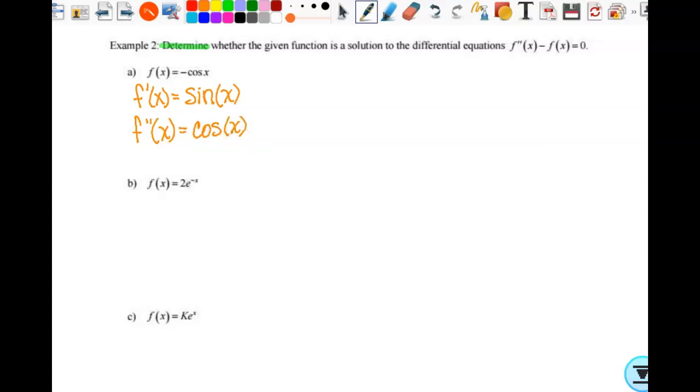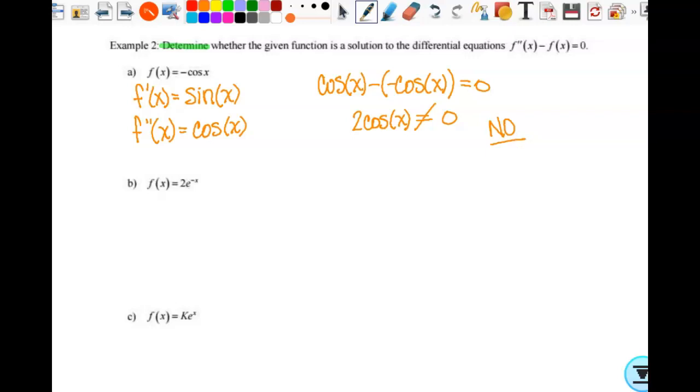Okay, so then I'm going to substitute it into this. I take f double prime, which is cosine of x, and then I subtract f of x, so minus negative cosine of x, and that's supposed to equal 0. Well, this is cosine minus a negative cosine, so that gives me 2 cosine of x equals 0, and that does not equal 0. Okay, so that means this one is a no. If I get 0 equals 0, my answer is yes.